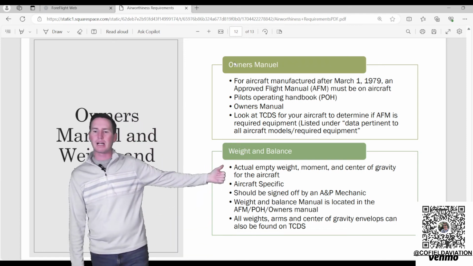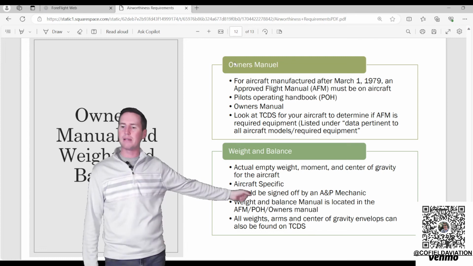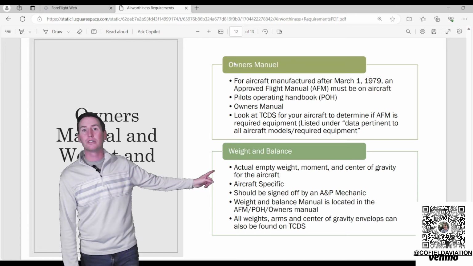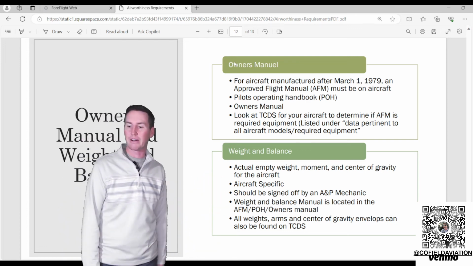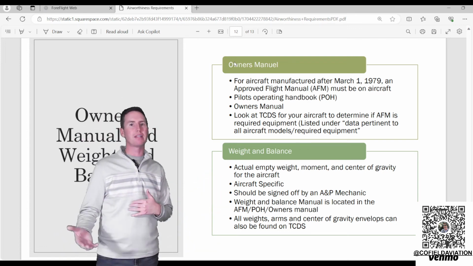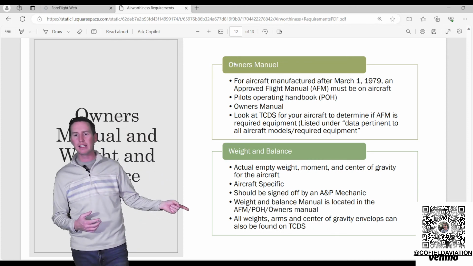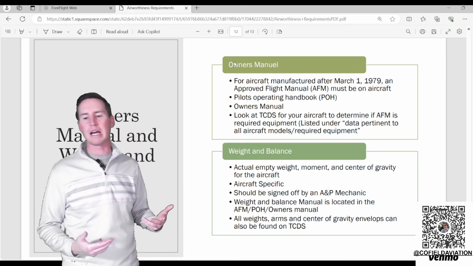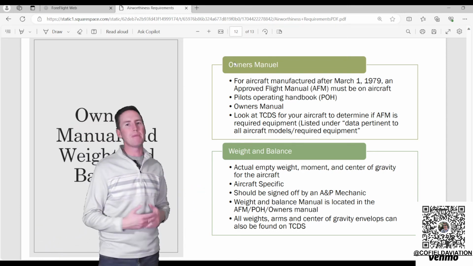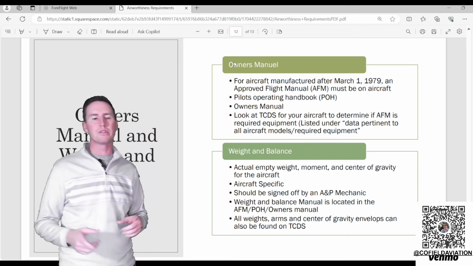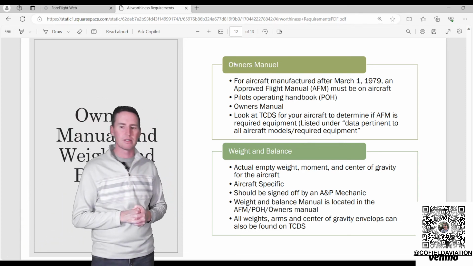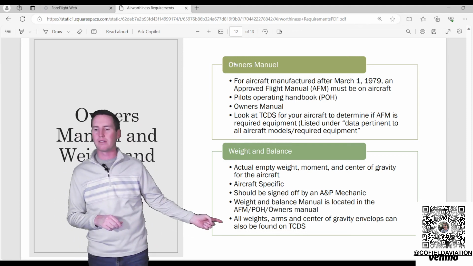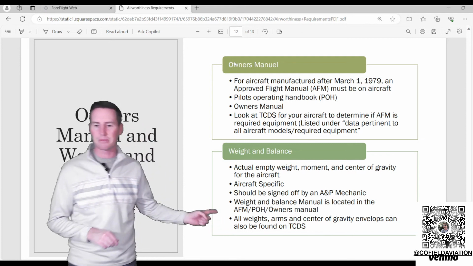All right, data pertinent to all models. Last one is the W, weight and balance. So it's the actual empty weight and moment and center of gravity for your aircraft. It is aircraft specific, and should be signed off by an A&P mechanic, all right? Now, the weight and balance manual is a different thing. The weight and balance manual is located in the AFM or the POH or the owner's manual. It walks you through how to do a weight and balance calculation, which is done in the performance and limitations video that I have on the site. All weights, arms, and center of gravity envelopes can also be found in the type certificate data sheet.